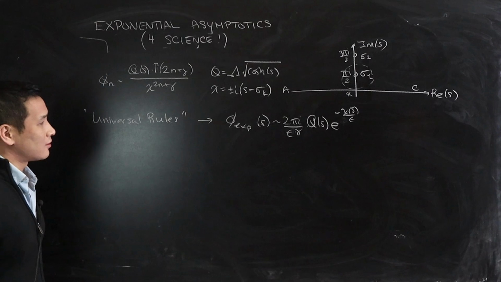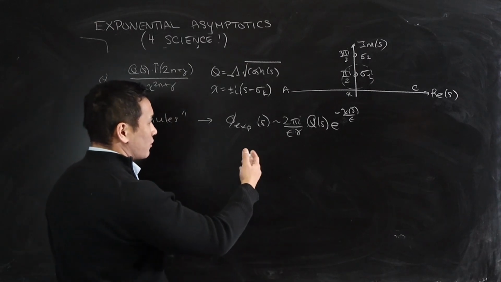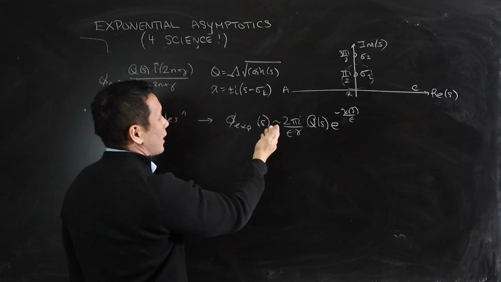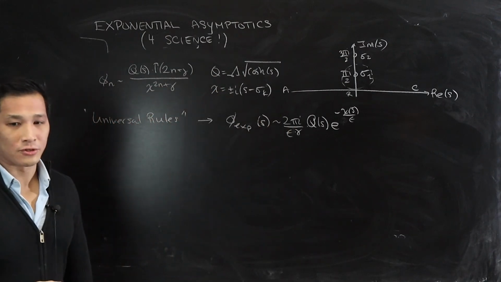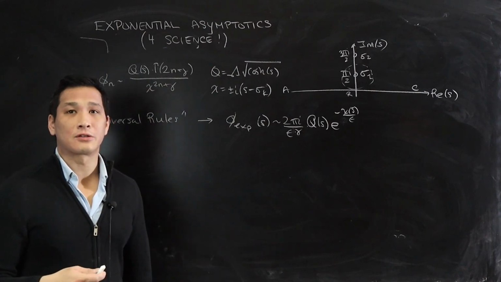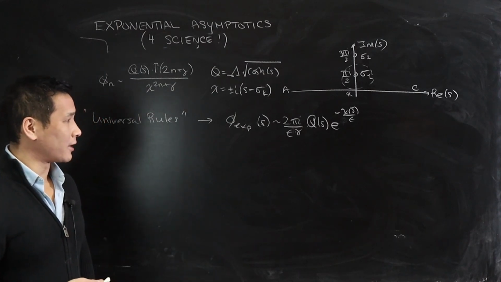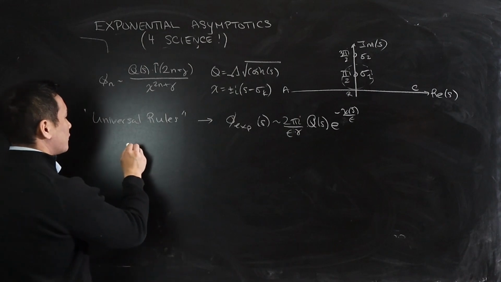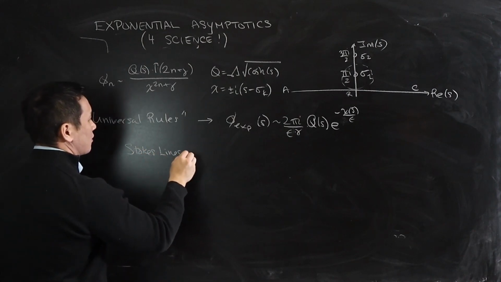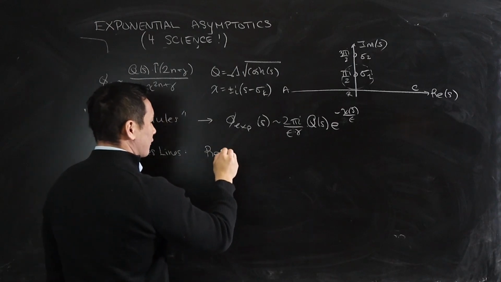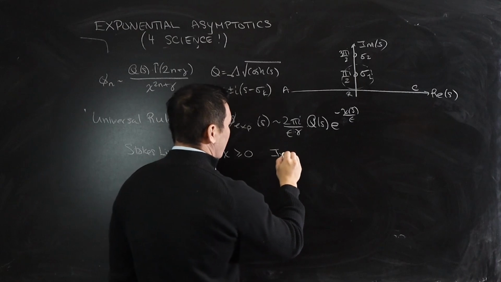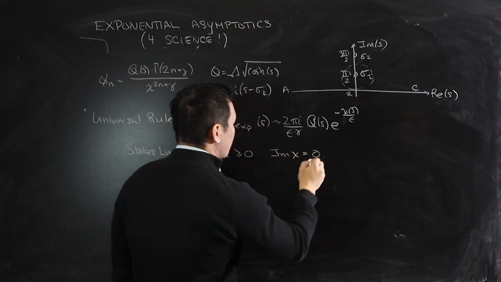But basically, this is one universality: once you've found your q and your chi, there is this expression for the exponentials that's switched on. And the other universality is that the Stokes lines are given where the real part of chi is positive. So the Stokes lines will be where the real part of chi is positive and the imaginary part of chi is equal to 0.